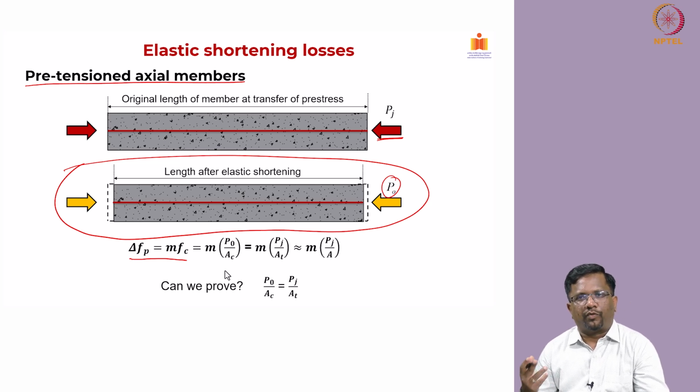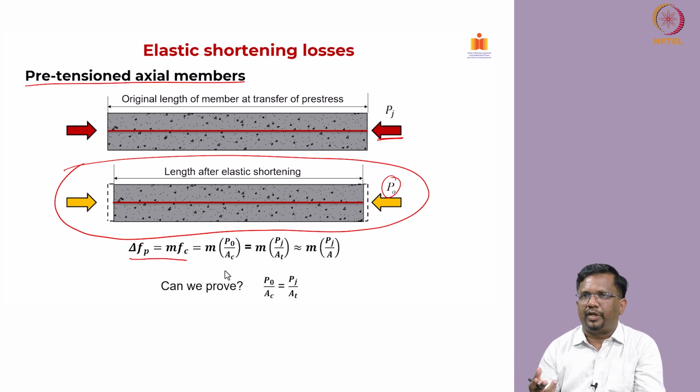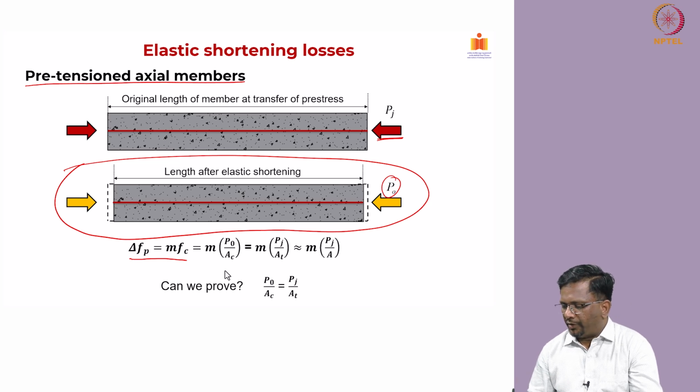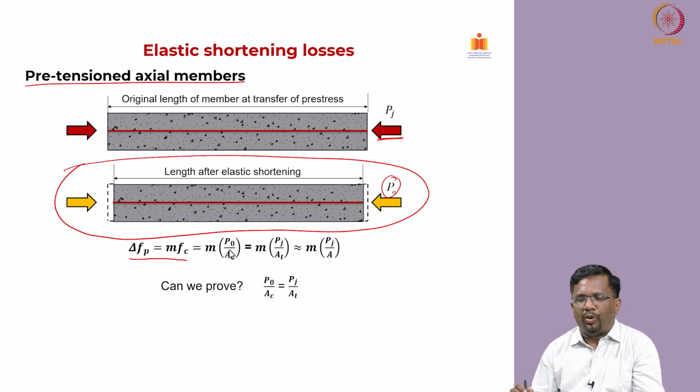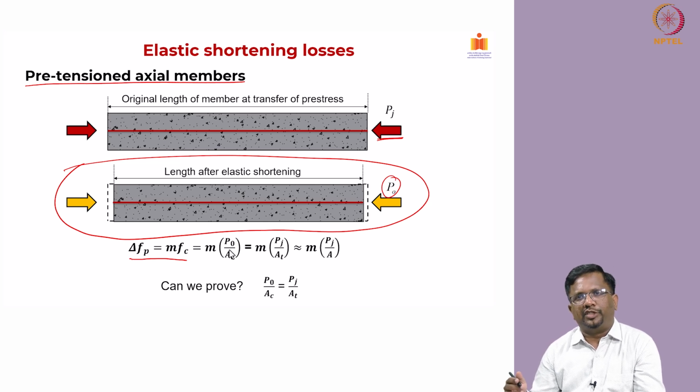But what we know is how much we initially applied. Pj we know, but P naught we do not know. That is what we are trying to find out, right. So, then how do I get that? We need to find somehow the relationship between P naught and Pj, and then use that Pj for calculating the loss due to elastic shortening.